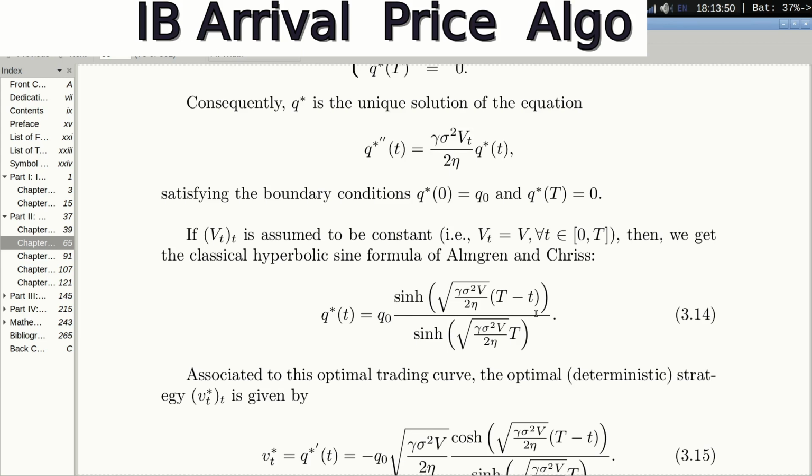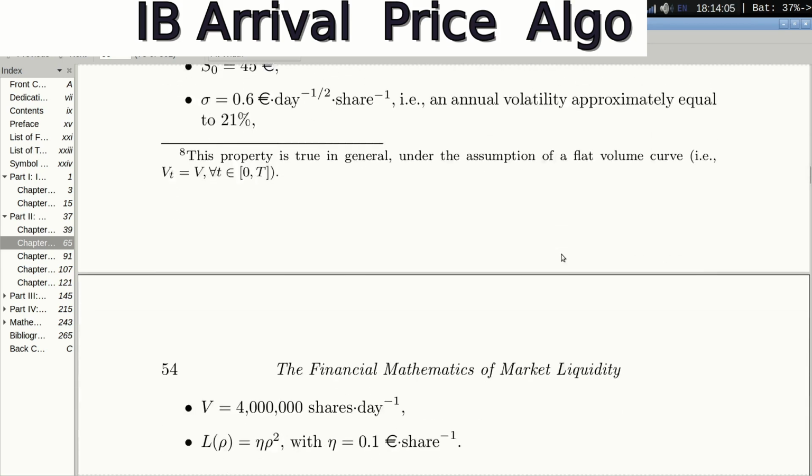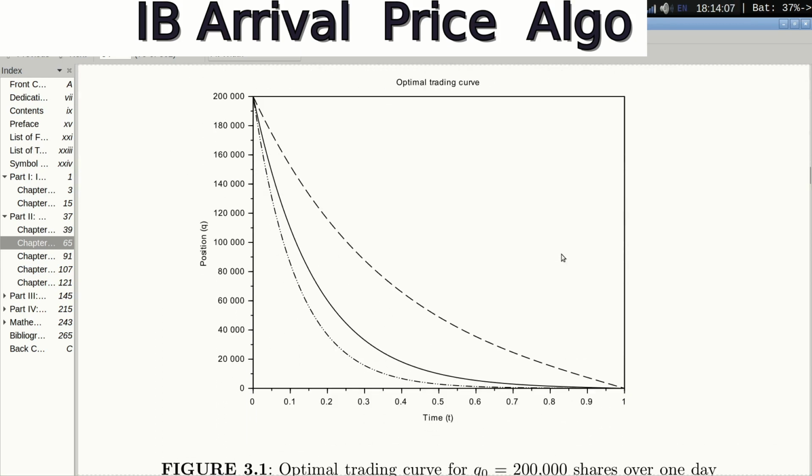Now, this formula is based on a closed form solution by a model by Almgren and Chriss. This is quite a famous model for arrival price, and people use it quite extensively in the markets to get this done. What you can see here is three different curves, and this curve here is actually the most aggressive setting effectively.